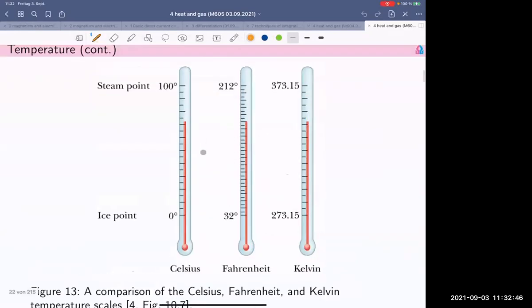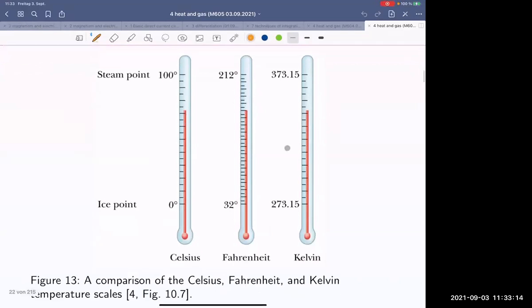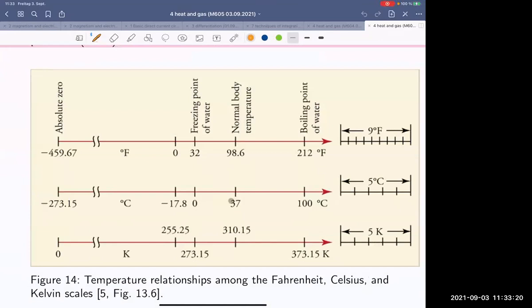If we compare all those three temperature scales, Celsius, Fahrenheit, and Kelvin, you will see that the freezing point of water is 0 on Celsius, 32 on Fahrenheit, and 273.15 on Kelvin. The boiling point of water is 100 degrees Celsius, 212 degrees Fahrenheit, and 373.15 degrees Kelvin. And yeah, normal body temperature is 35, right? In Fahrenheit, we would say 98.6 degrees Fahrenheit.